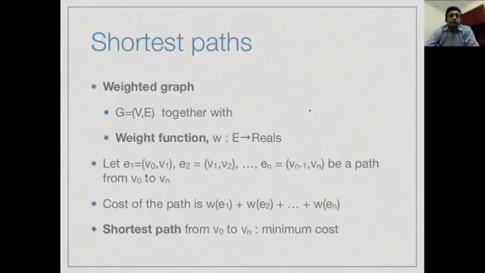weights along each path. And now a natural problem that we want to solve is to find the shortest path between a given pair of vertices. That is, what is the minimum cost that I can incur to go from V0 to Vn?